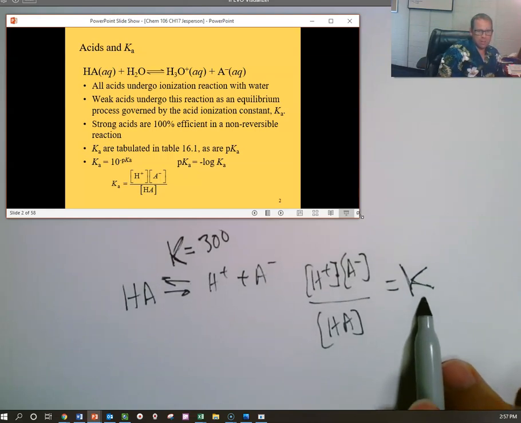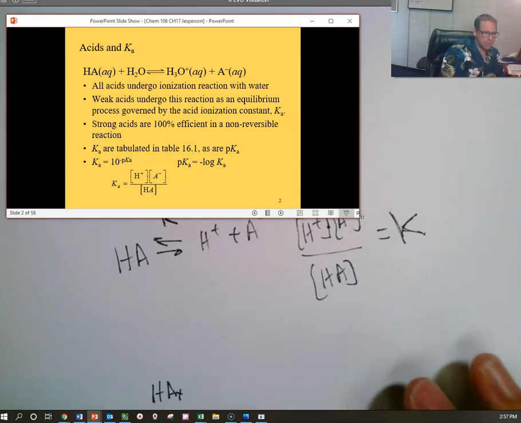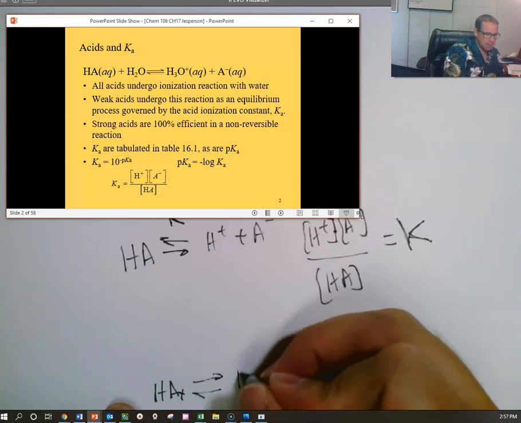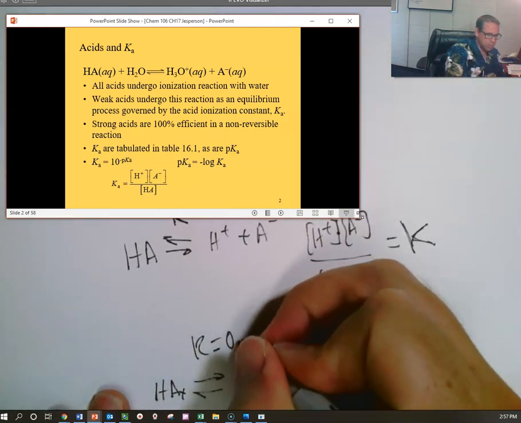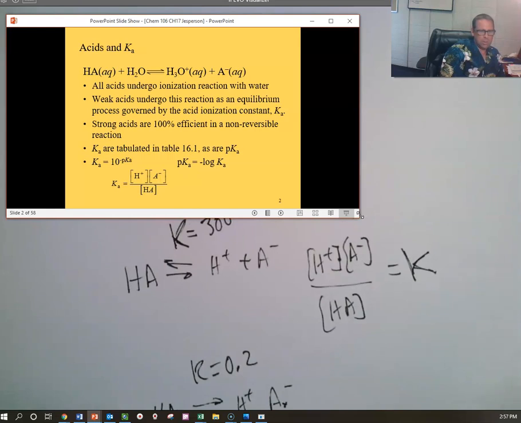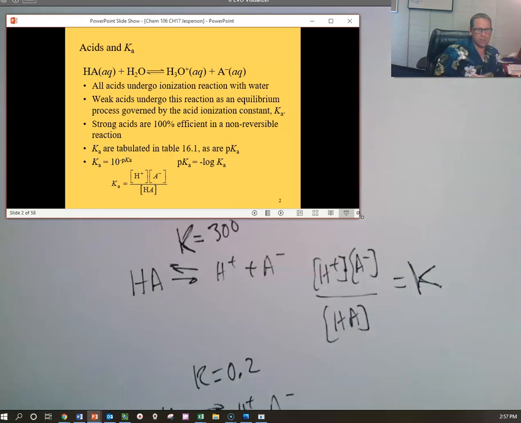Very good. That's right. And let's say I have a different acid here, which I'll call HAX. It does the same thing, H plus and AX minus, but this K equals 0.2. What does that mean if this one equals 300 and this one equals 0.2? What is that value generally telling us? Do you remember, Brielle? If it's a higher number, usually there's more of the products than the reactants, and if it's lower, then there's more of the reactants than the products.